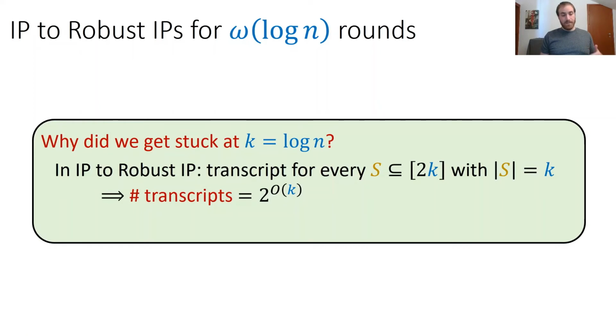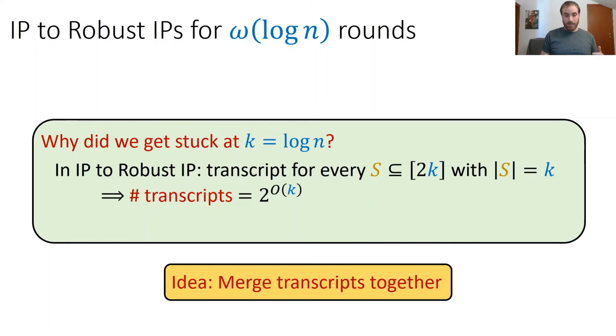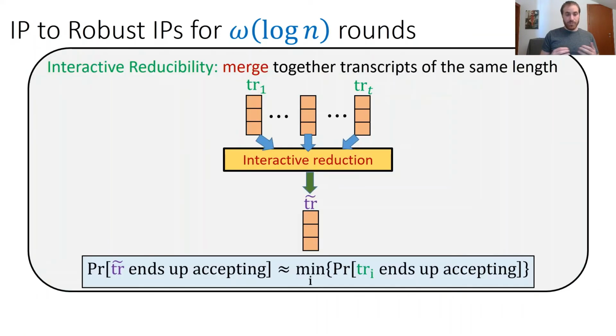Well, in the IP to robust IP transformation, we had a transcript for every subset of the 2k rounds of size k, and so the number of transcripts overall was exponential in k. So in order to handle greater than log n rounds, we would want to reduce the number of transcripts potentially to a polynomial in k. And our idea is to do this by merging transcripts together so that we have fewer transcripts overall. This merging property we call interactive reducibility.